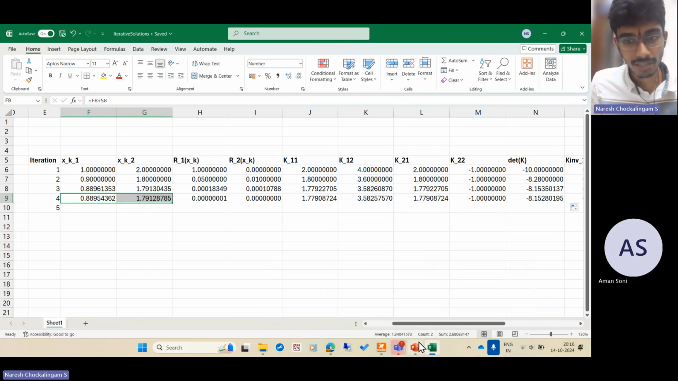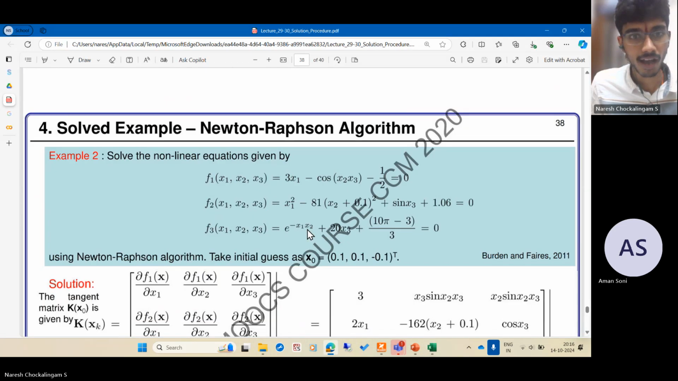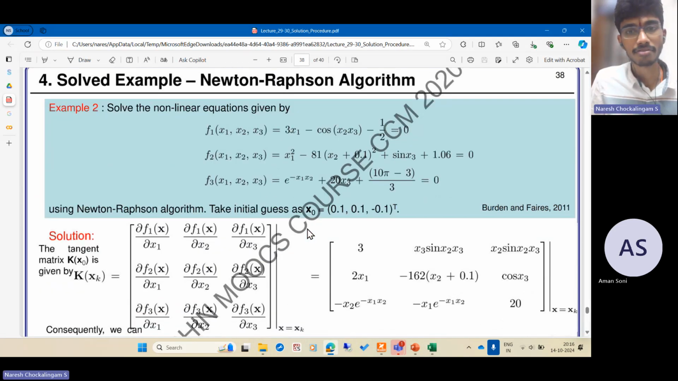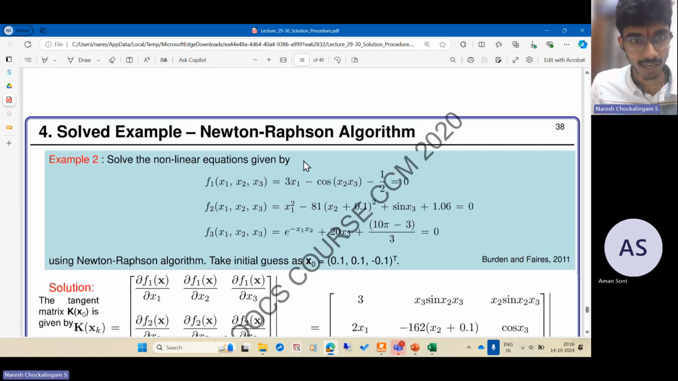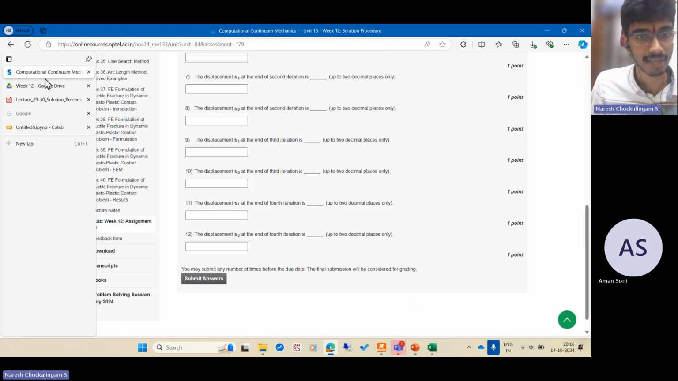Now, for the second problem, this is another problem. Here we have a 3x3 system, and this is going to be a bigger thing to solve in Excel. So I'll demonstrate it on Python, and you can do it similarly for the assignment.